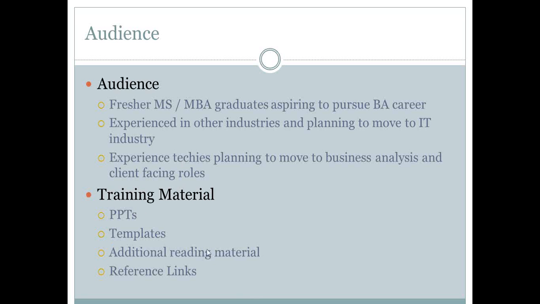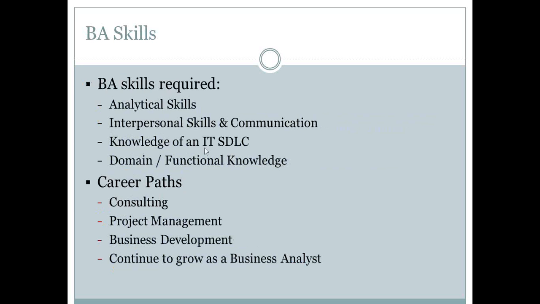I think I've shown you the training material as well, how it's organized, right? Knowledge of the SDLC, you'll gain it in the first couple of sessions. Since you come from a technical background, I don't think this is required for you. And you tend to gain the domain or functional understanding over a period of time, right? So these are not mandatory skills, right? You need to have good analytical and interpersonal skills. Knowledge of IT you will gain in this course. And the domain or functional understanding again comes from your effort in understanding a particular industry, right?